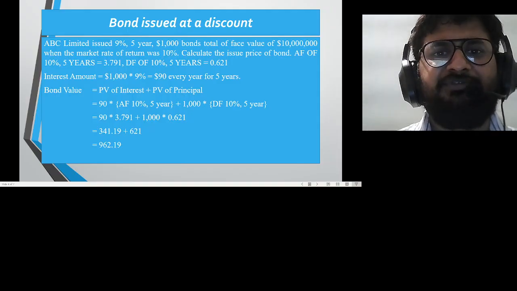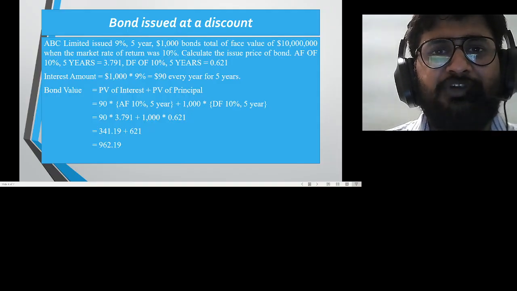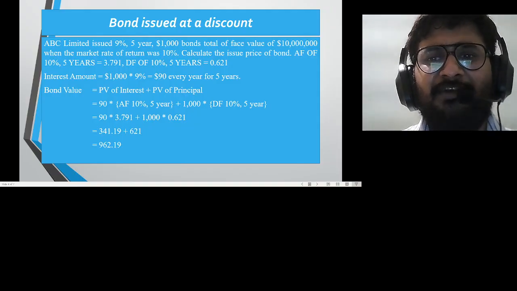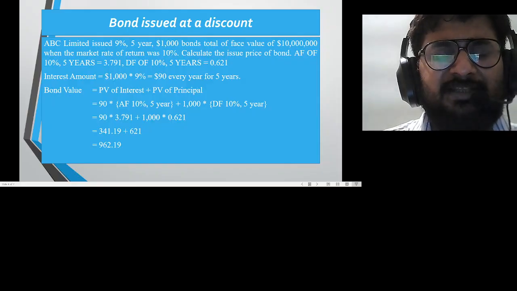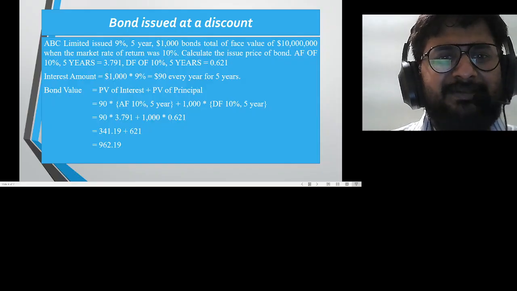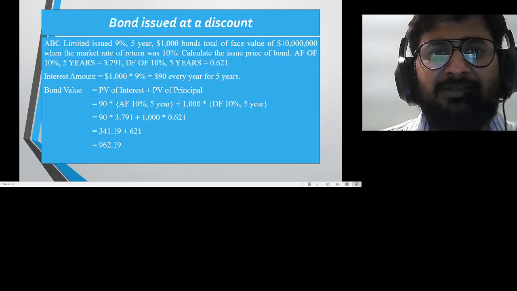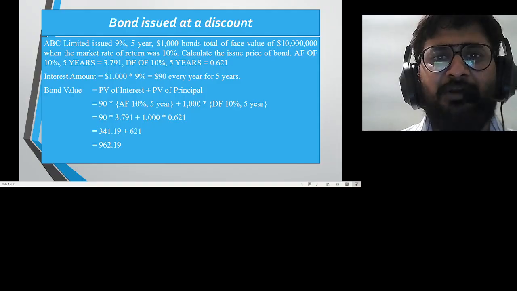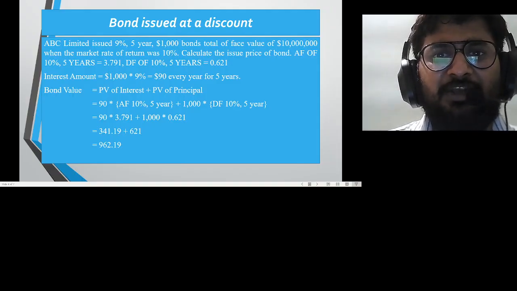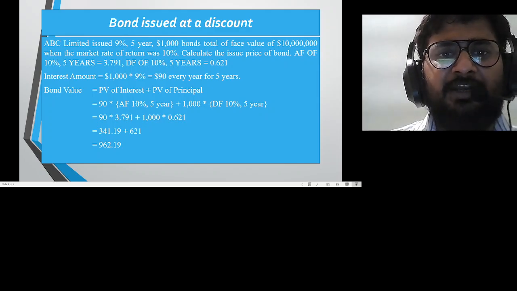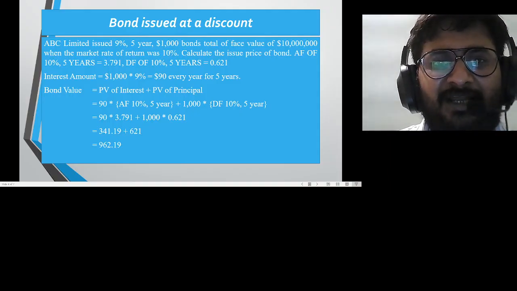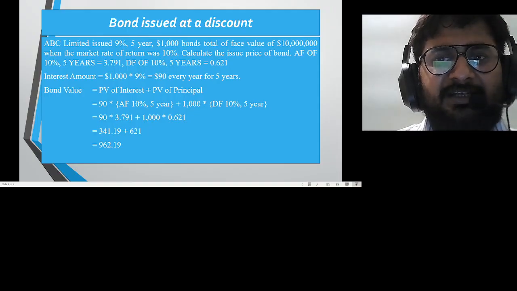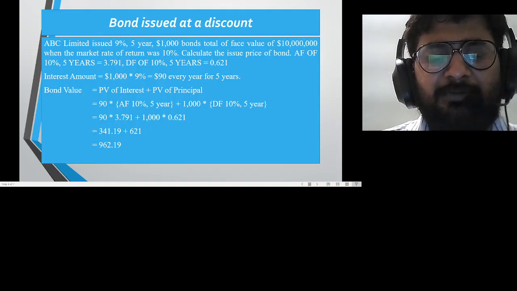After 5 years, the bonds will be retired. And what is $1,000? Par value. So total face value is $10 million. You can also calculate from this data the number of bonds that would have been issued. So ABC Limited issued 9% coupon rate, 5 years term of the bond, $1,000 par value, of total face value of $10 million, when the market rate of return was 10%. So the company is giving a coupon rate of 9% and the market rate of return was 10%. Calculate the issue price of the bond.